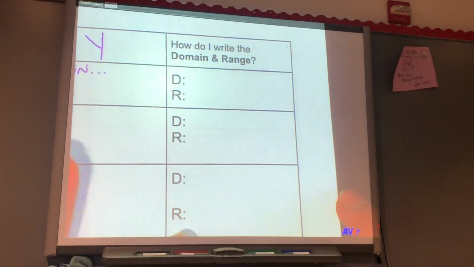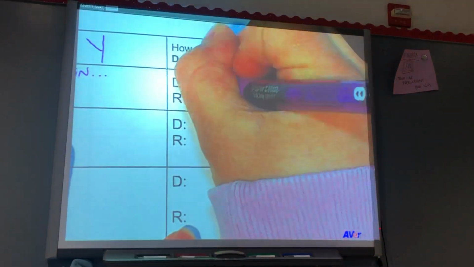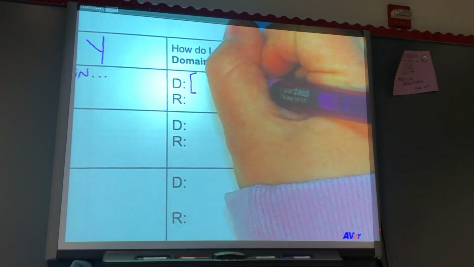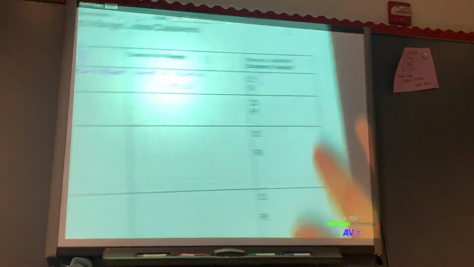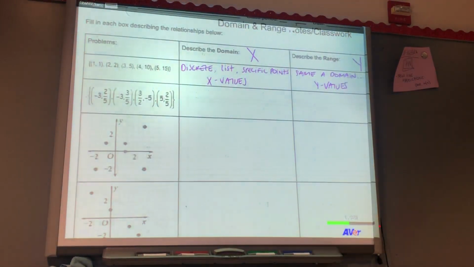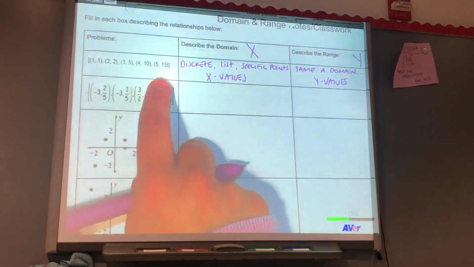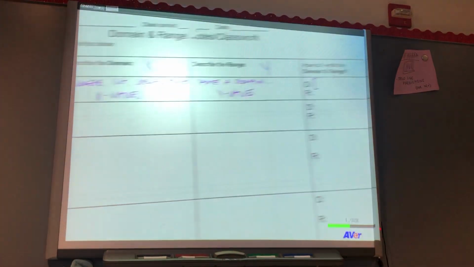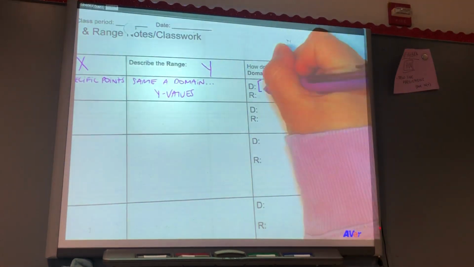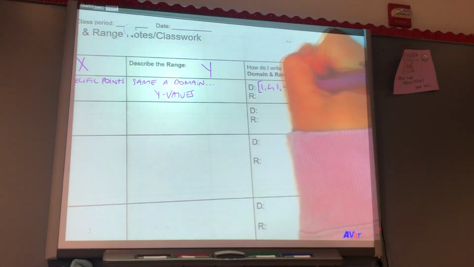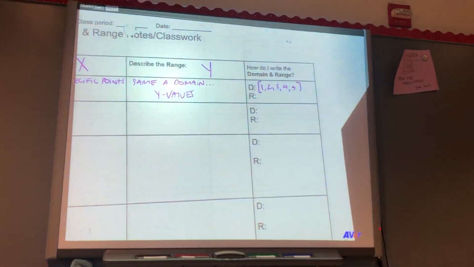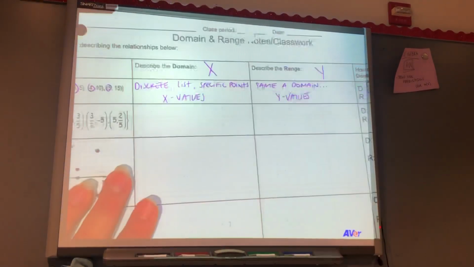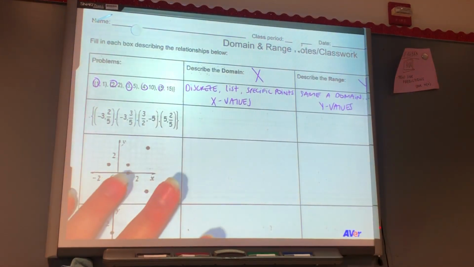Which means that if I was trying to write out the domain and the range, I use brackets and list out my domain numbers, which are the x values, and brackets to list out my y values, which is the range. So first, x values, 1, 2, 3, 4, and 5. So I go down here and I write 1, 2, 3, 4, 5. And then my range was 1, 2, 5, 10, 15.